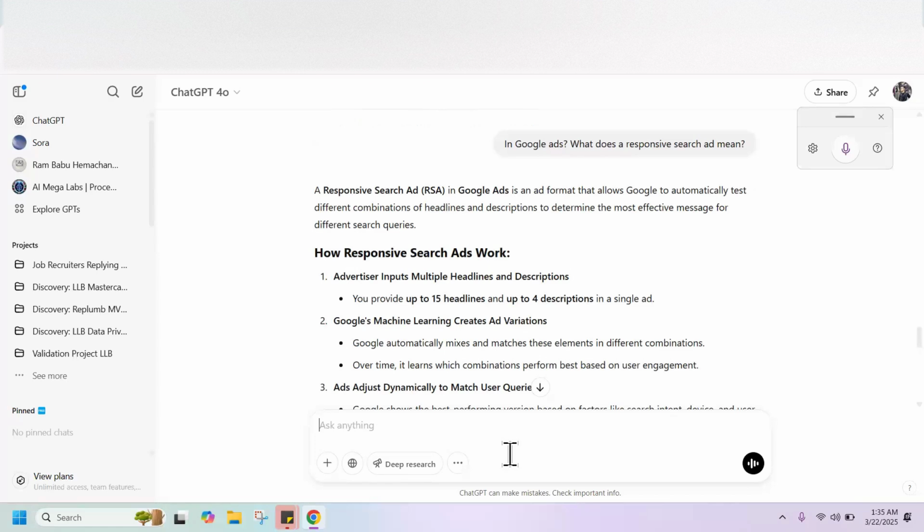The ad which will have more headlines, more headlines, descriptions.